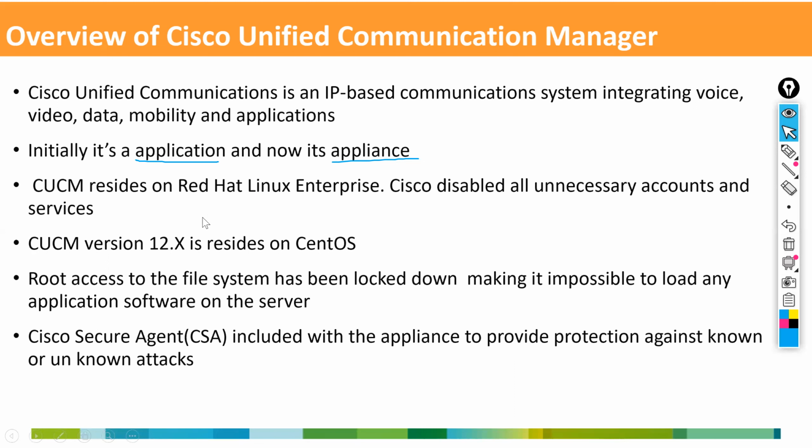But from version 12.x, we are not using Red Hat, we are using CentOS. Got it? This is the overview of CUCM. It's IP-based communication we use for voice, video, and data. Initially it was an application, now it's an appliance. It resided on the Red Hat Linux operating system, with all unnecessary services and accounts removed. From version 12.x, it resides on CentOS. Root access to CUCM is locked, and the Cisco Secure Agent application is integrated to protect from known or unknown attacks. Very simple. Got it?